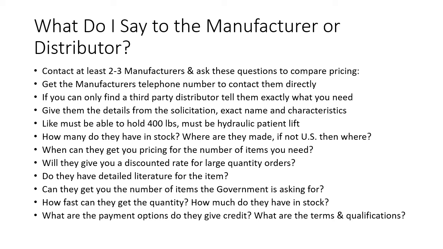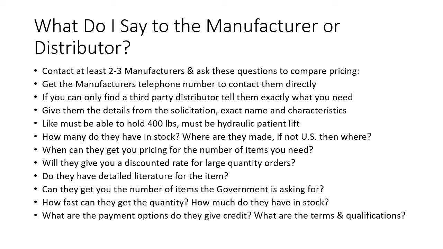You're going to name the product first, and ask if they have that exact product, if the government gave you the exact product. If they don't, ask if they have something that is equivalent, and give them the specs for that product. In my case, I need to know if hydraulic patient lifts are with McKesson, and are they patient lifts that are hydraulic and can hold up to 400 pounds for the person?